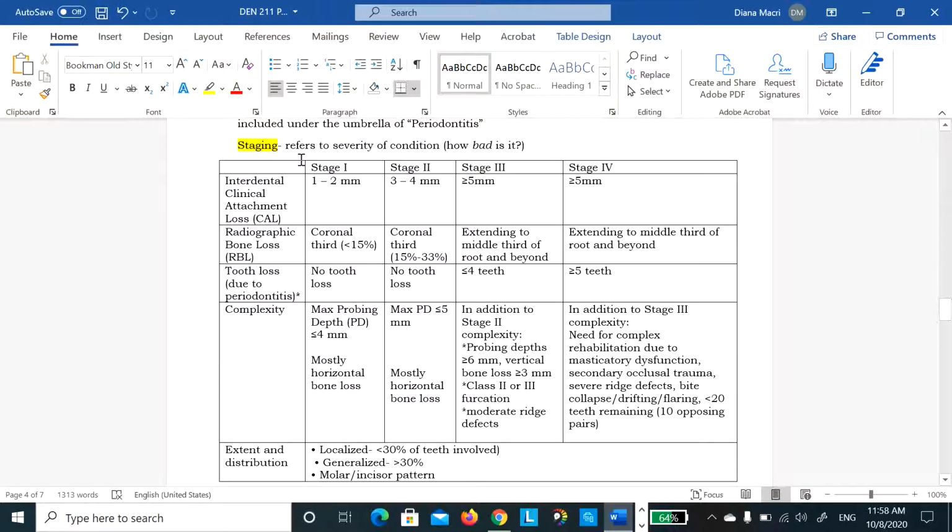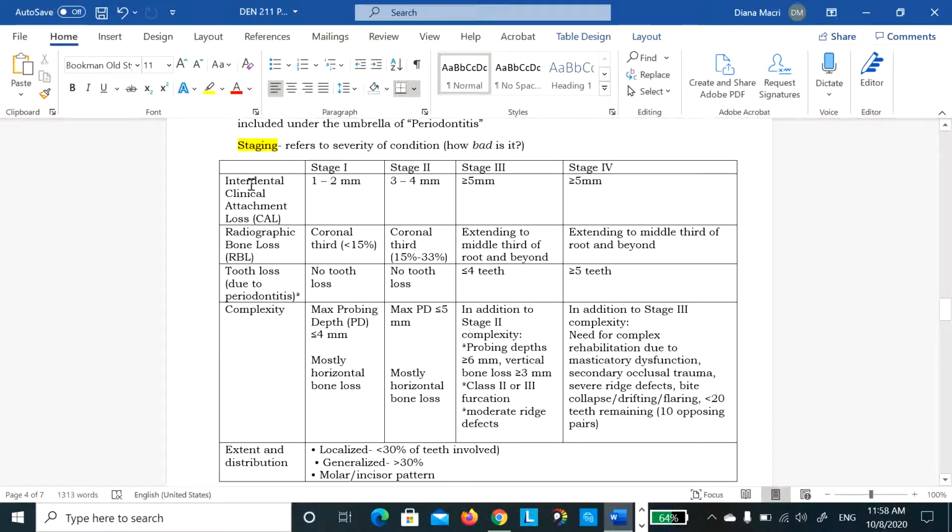Staging refers to the severity of the condition. How bad is it? And we have these 4 stages of periodontal disease: stage 1, stage 2, stage 3, stage 4. And at each stage, we're looking at a few things. In order to identify and to say what stage the patient is in, we're going to be looking at these 4 things.